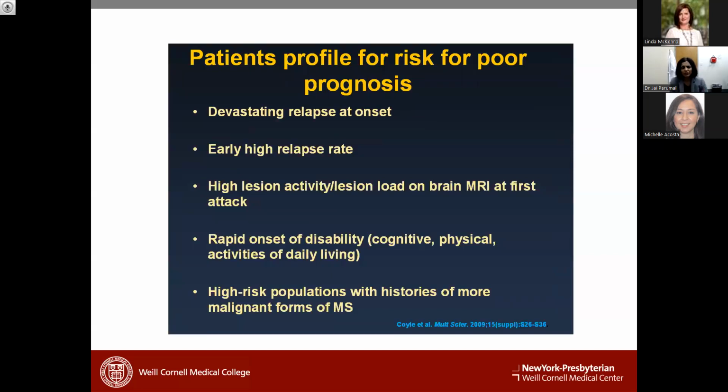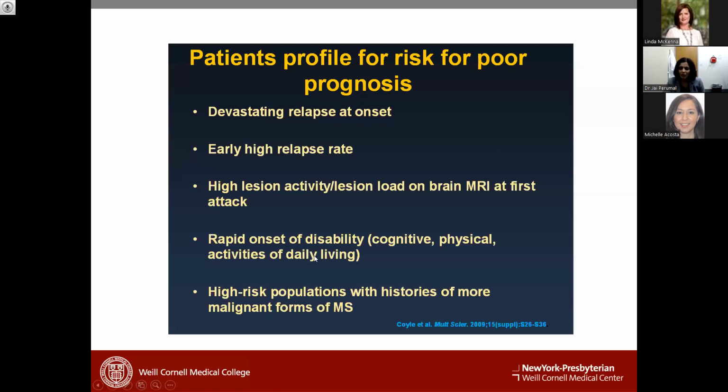So how would you decide, okay, this patient needs a more aggressive immune suppressive treatment? What are the risks for a poor prognosis? One is a devastating relapse at the beginning, a high relapse rate. And apart from how they present clinically, you look at the MRI, and even if they have recovered well, if there are so many lesions, they tend to not do very well. So maybe even if your exam looks good and they have recovered from their relapse, if their MRI looks bad, you're better off going on a more aggressive treatment.